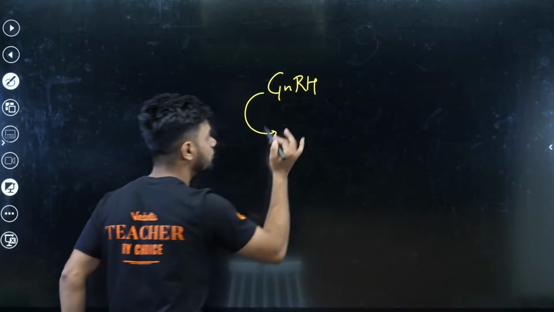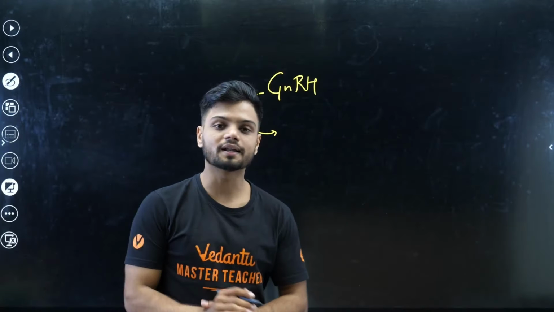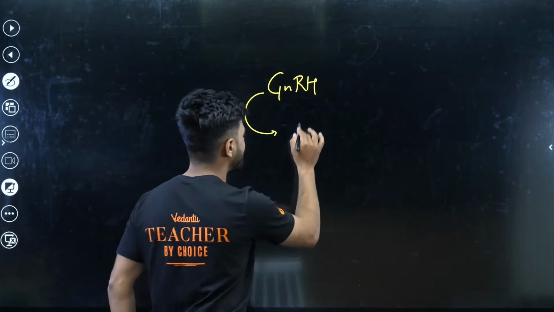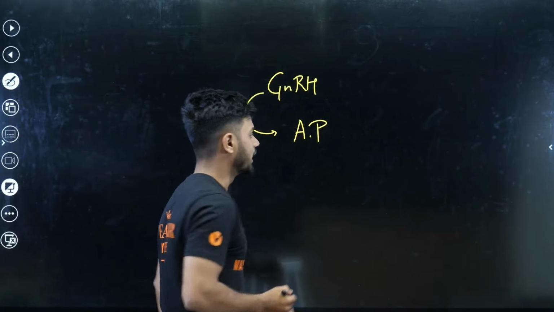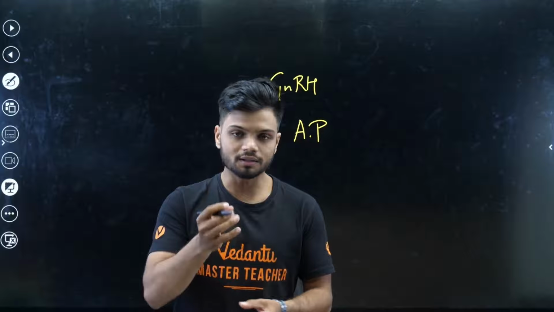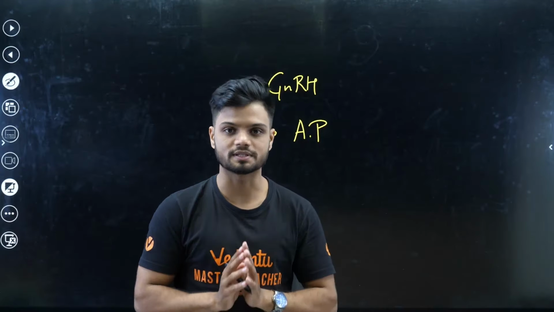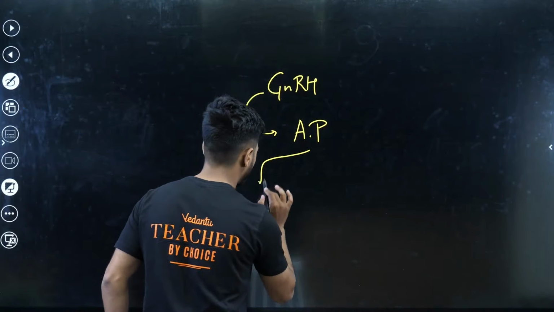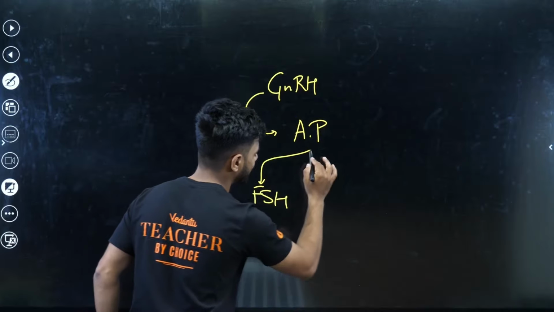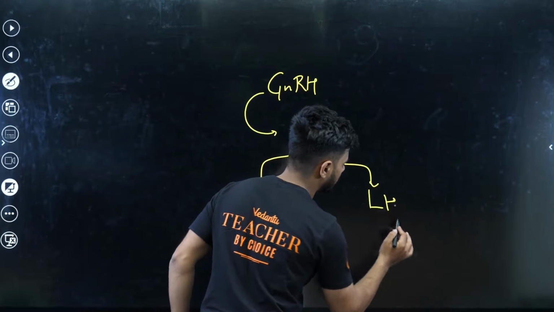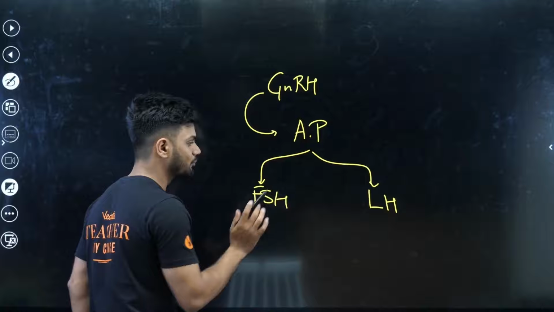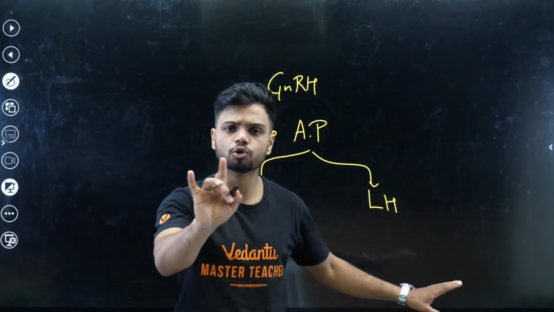Now, GnRH will stimulate the anterior pituitary. Yes, it will stimulate the anterior pituitary. This anterior pituitary will act on two tropins, that is nothing but FSH as well as LH. FSH is follicle stimulating hormone. LH is nothing but luteinizing hormone.